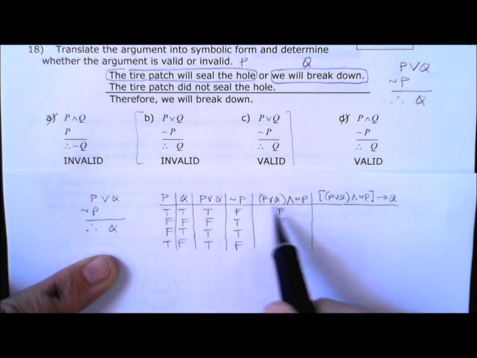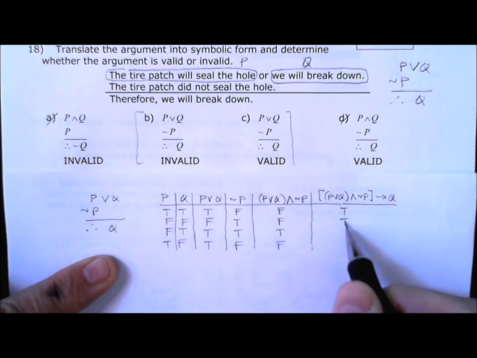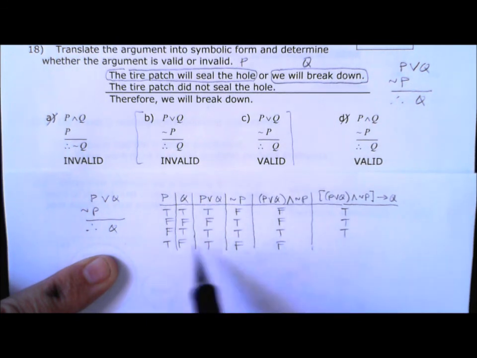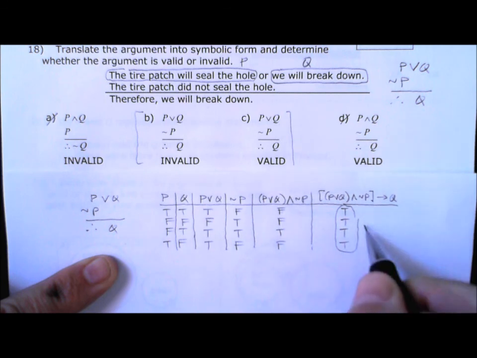And finally, we're going to take the values here and ask whether they imply Q. So we're going from here to here. False implies true is true. False implies false is true. True implies true is true. And finally, false implies false is also true. And you can see here that it's a valid argument.